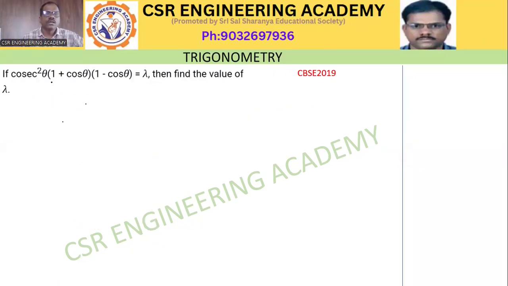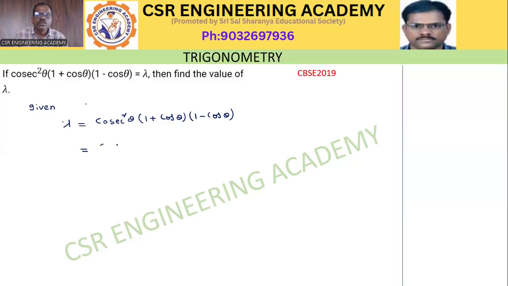If cosecant square theta into 1 plus cos theta into 1 minus cos theta is equal to lambda, then find the value of lambda. Given lambda is equal to cosecant square theta into 1 plus cos theta into 1 minus cos theta, which is equal to cosecant square theta into, here 1 plus cos theta into 1 minus cos theta, that is 1 minus cos square theta.